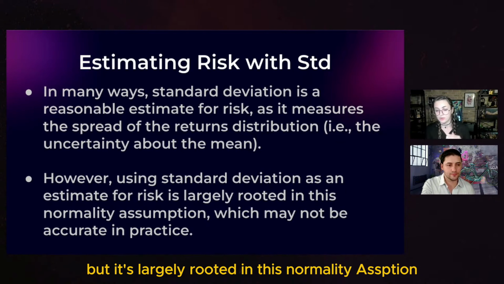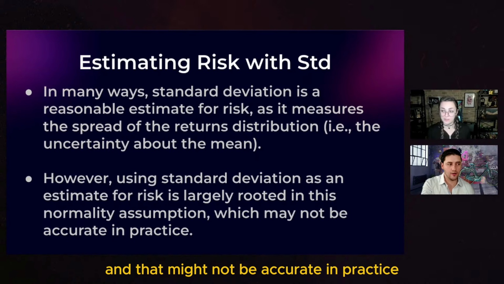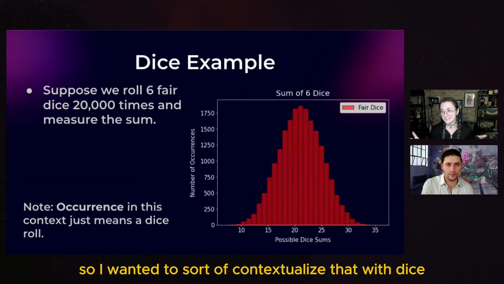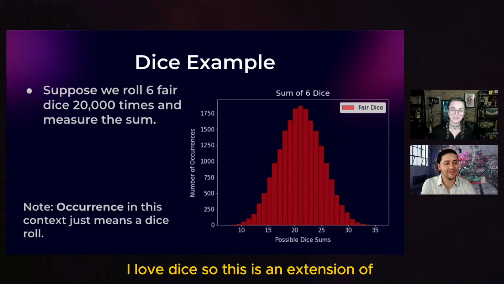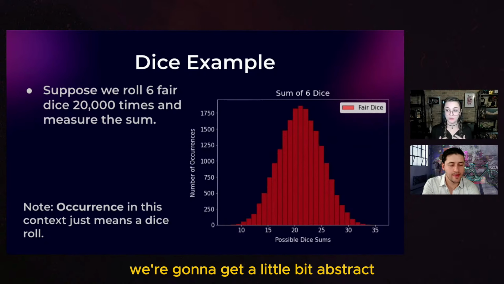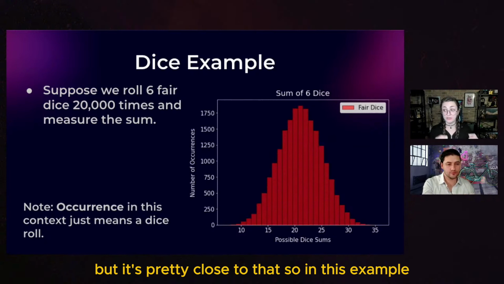But it's largely rooted in this normality assumption when we use standard deviation or volatility, another way to say that. And that might not be accurate in practice. So I wanted to contextualize that with dice. I love dice. So this is an extension of the example that's given in the book. We're going to get a little bit theoretical, a little bit abstract. We're going to be using 6 dice, which is not actually a normal distribution, but it's pretty close to that.